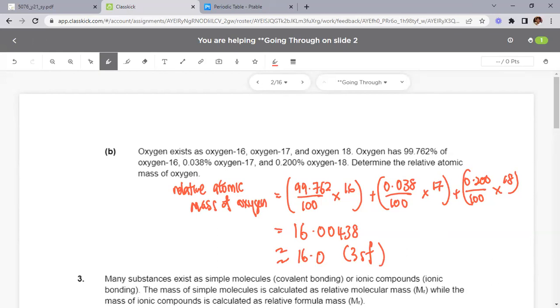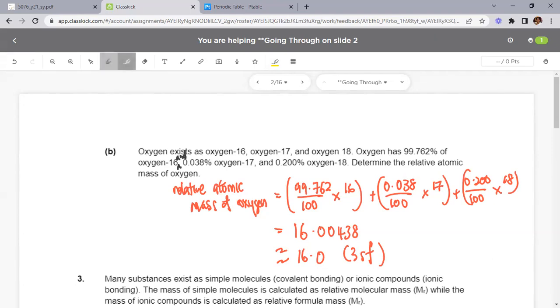Now, I just want to share with you that sometimes the question can be set a little bit trickier. Please take note of this. What do I mean? I can modify this question to make it slightly tougher for you. I can say oxygen exists as oxygen 16, 17, and 18. Oxygen has 99.762% of oxygen 16 and 0.038% of oxygen 17.